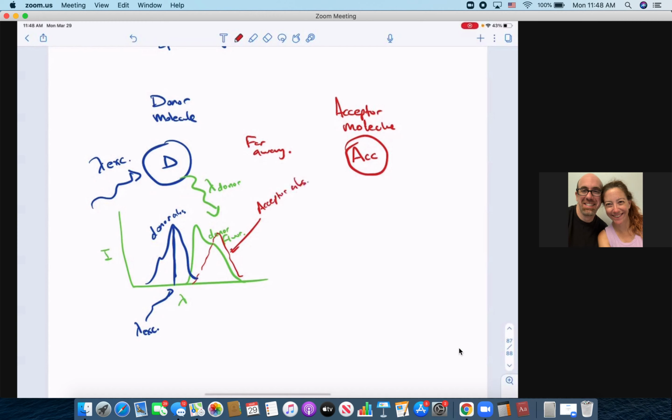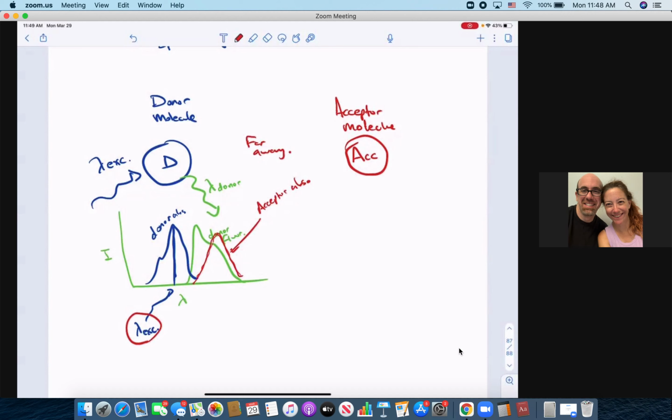That matches or overlaps strongly with the donor fluorescence. In other words, that molecule, the acceptor molecule, can absorb the light emitted by the donor molecule. The fluorescence coming off the donor matches the absorbance of that acceptor molecule. When they're far away, that wavelength of excitation does not do anything. You can see that wavelength of excitation is far away from the donor absorption, so nothing happens to the donor molecule.